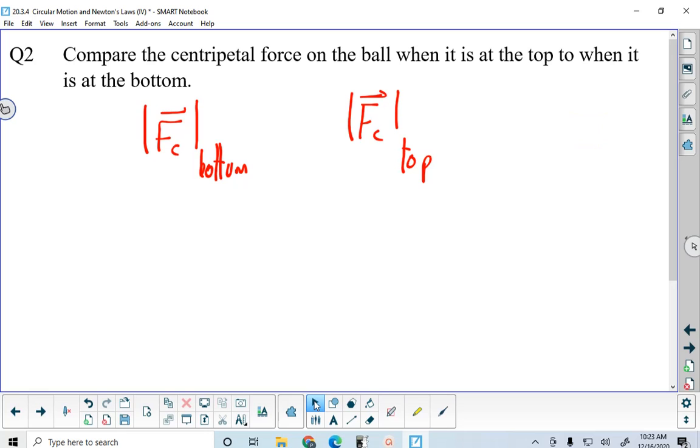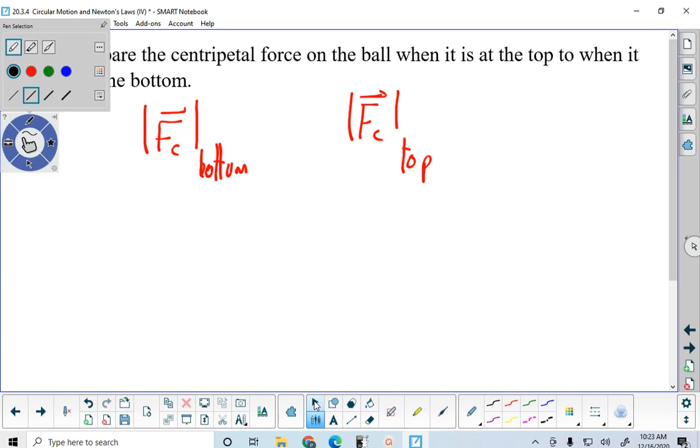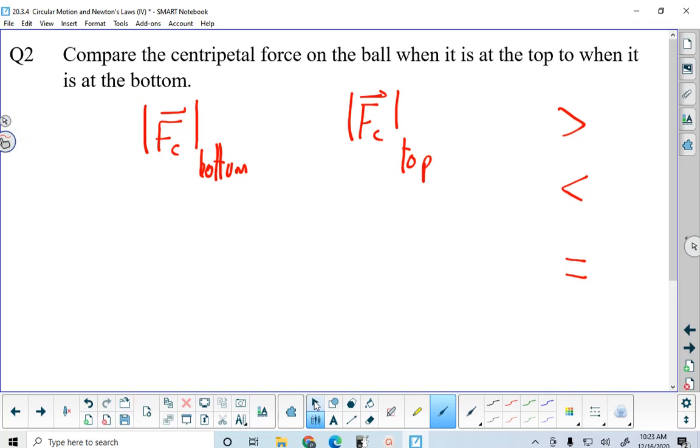We could say greater than. We could say less than, or we could say equal to. So the question is, which of those mathematical symbols do you put in between there? Is the centripetal force at the bottom greater than the centripetal force at the top? Is it less? Or is it equal?